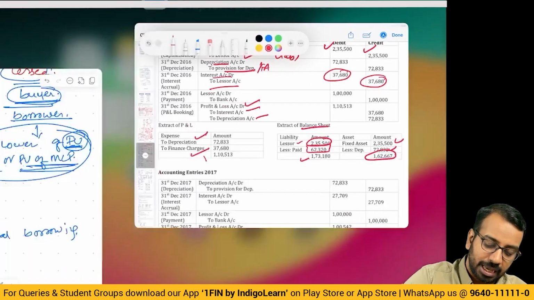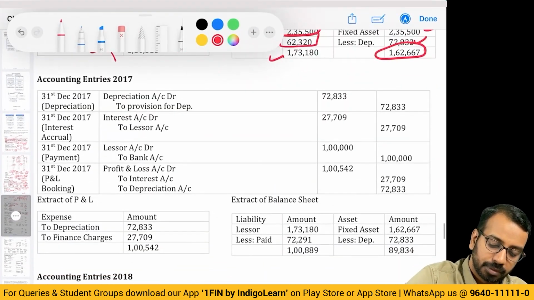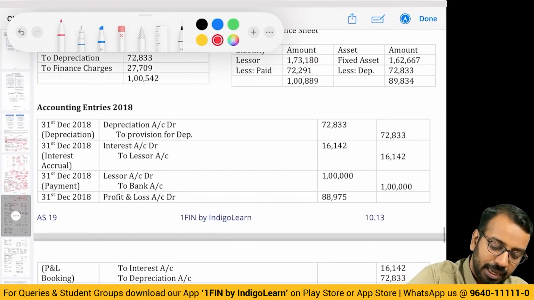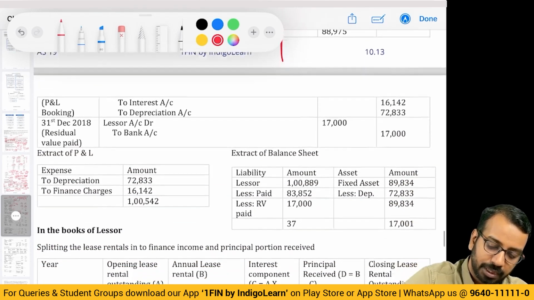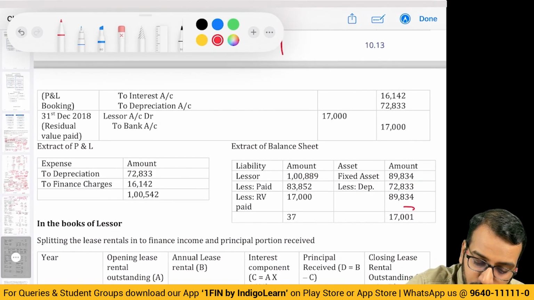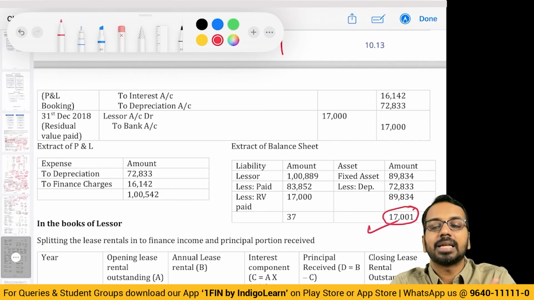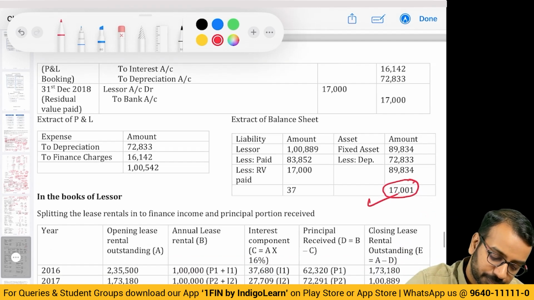First year, same set of entries will be repeated in the second year, and same set of entries will be repeated in the third year. At the end of the third year, you will have closing balance of fixed asset as 17,000. So why do we show it? Because that is my expectation of the residual value.